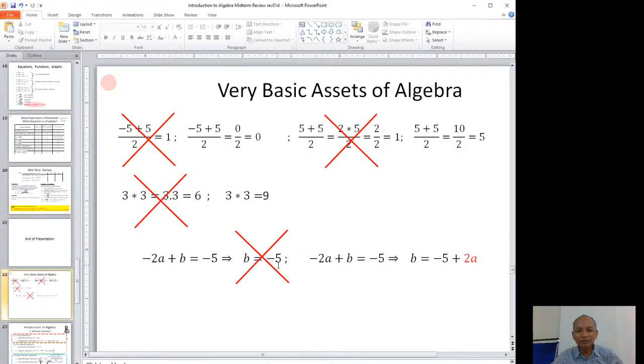So b equal negative 5, no, b equal negative 5 plus 2a. Negative 2a jumps over the equality sign and becomes plus. Okay, so please don't do all these mistakes and please learn them. Okay.